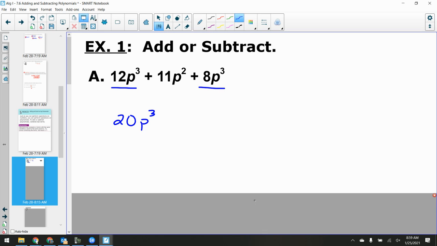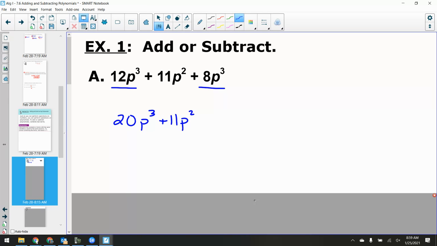Now, can I add the 11 with it? No, I cannot. Because it's a different power on the variable. It's the same variable, but a different power. You can't make that like 31p to the 5th. No, you can't do that. Okay? You've got to leave them separate if you're adding and subtracting.